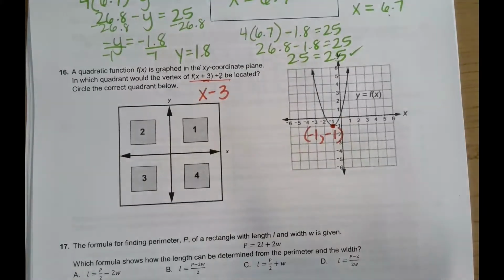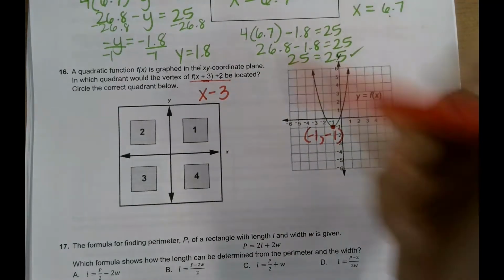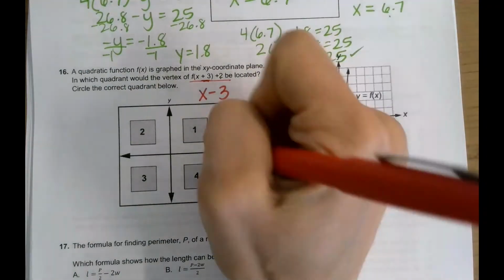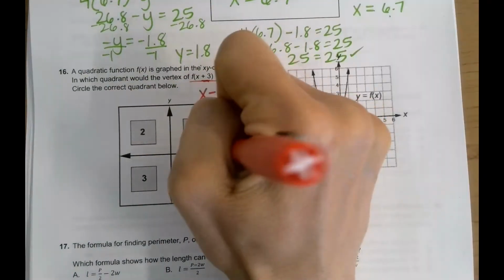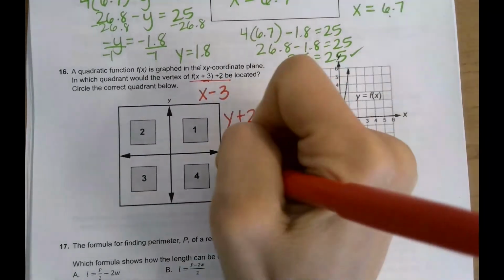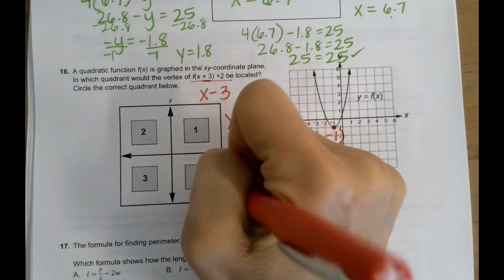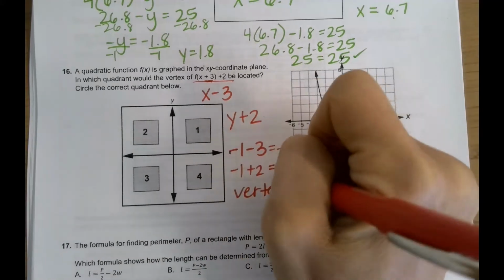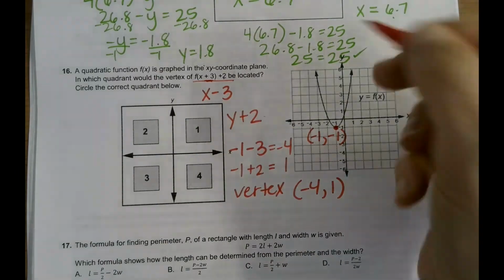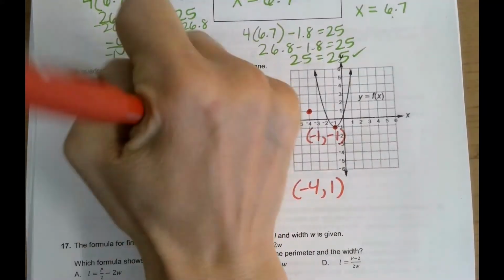And then the plus 2 on the outside would be showing a change vertically, going up or down. So it's the y value plus 2. So if I go back over here and I plug in my x and y values, negative 1 minus 3 equals negative 4, and negative 1 plus 2 equals positive 1. So my new vertex would be at negative 4, 1. So if I graph that, negative 4, 1, this is in quadrant 2.